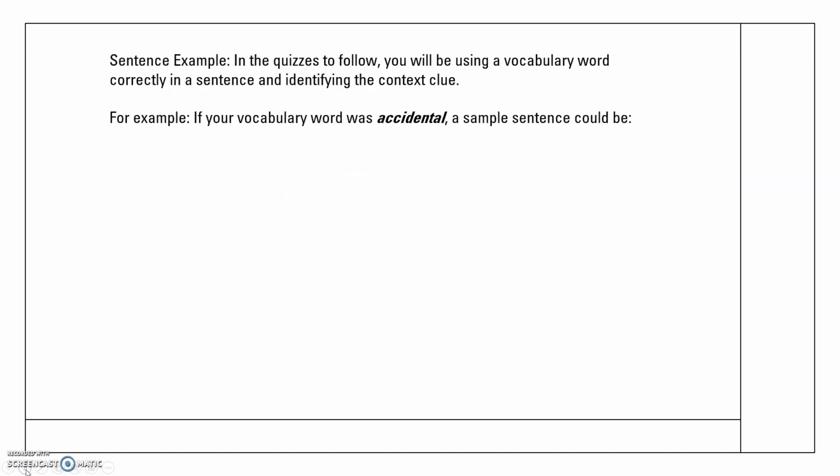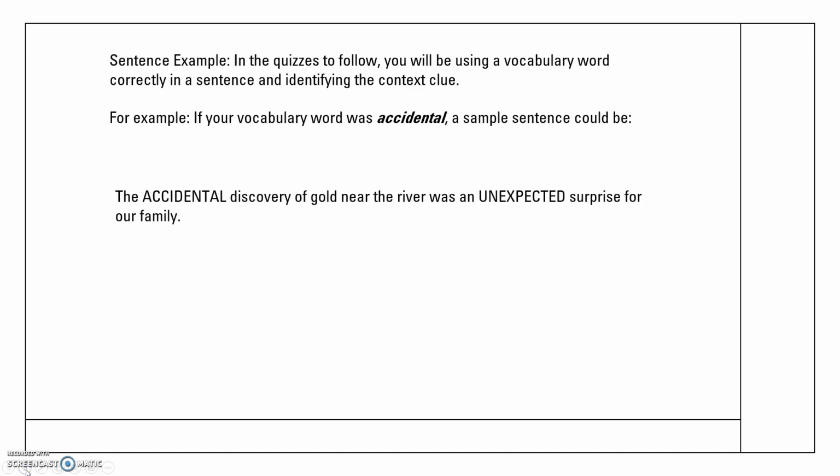In the quizzes to follow, you will be using a vocabulary word correctly in a sentence and identifying the context clue. For example, if your vocabulary word is accidental, a simple sentence could be, "The accidental discovery of gold near the river was an unexpected surprise for our family." Accidental here is your vocabulary word, and unexpected is the context clue.